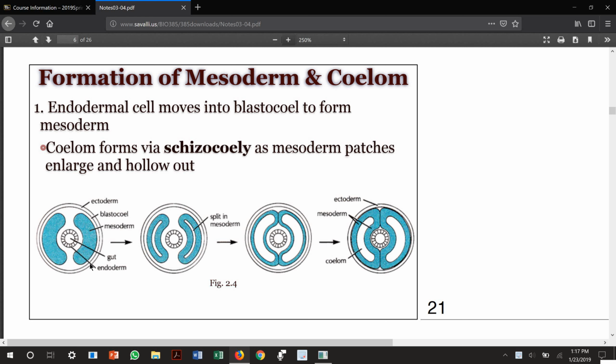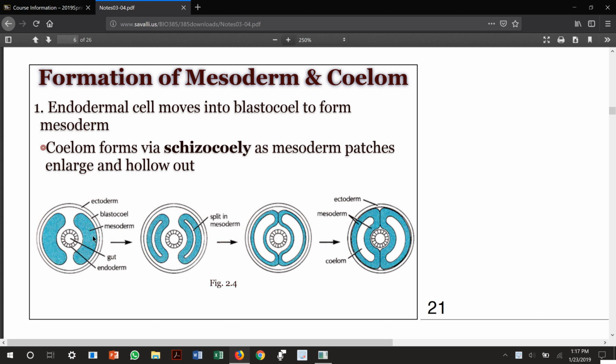So here we have, again, we're looking at a cross section here. So instead of looking at the opening end, so this gut does open to the outside. This is not shown in this section here. It opens at one end. So here we have the gut. We have the endoderm surrounding it. We have the ectoderm on the outside. The white spot is the blastocoel, the original cavity inside the blastula. And then the shaded gray parts here are the mesoderm that's expanding.